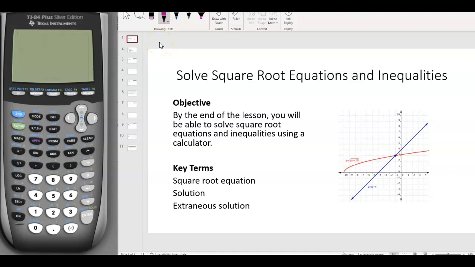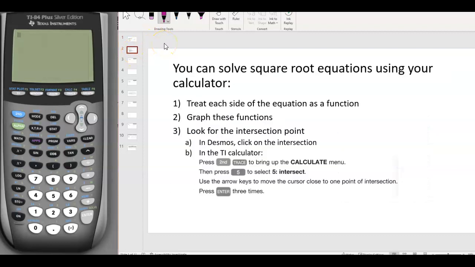So in this video, we're going to talk about how to solve square root equations and inequalities using a calculator. So remember, we talked about how to do these problems by hand, but today we're going to do them on a calculator. So you can solve square root equations using your calculator by treating each side of the equation as an independent function. Then we're going to graph these functions and look for the intersection point.